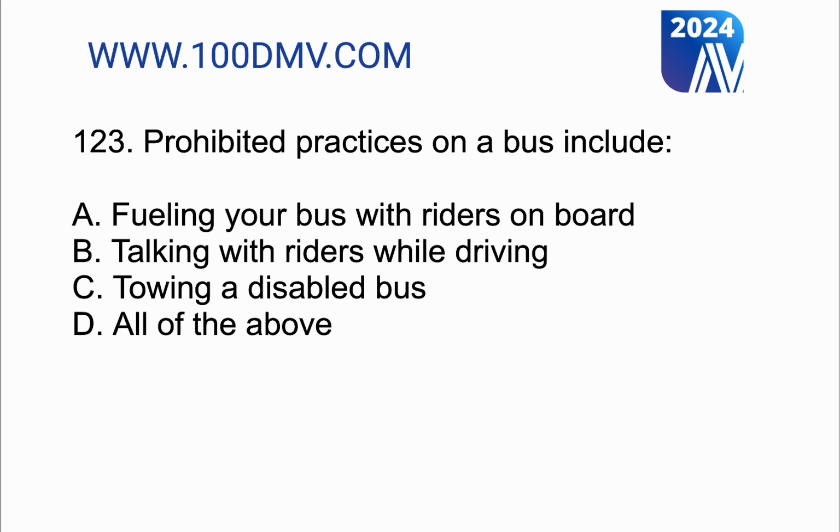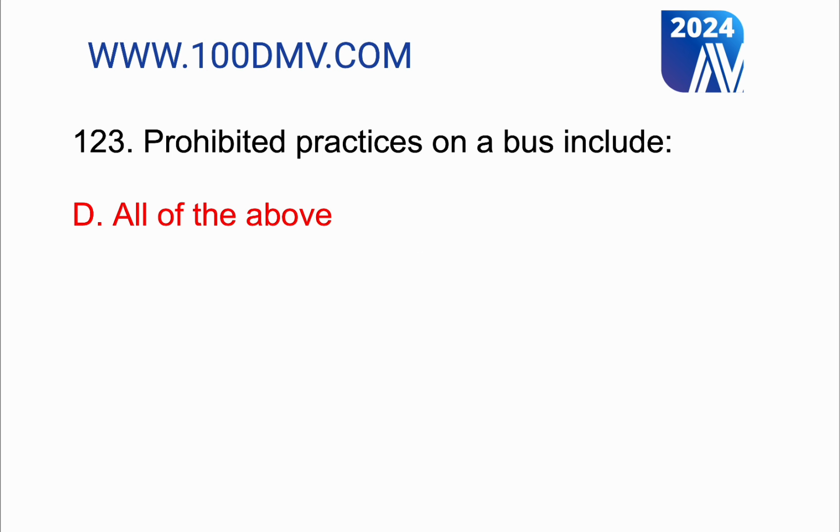Group 10, passenger management. 123. Prohibited practices on a bus include: A. Fueling your bus with riders on board. B. Talking with riders while driving. C. Towing a disabled bus. D. All of the above. The correct answer is D, all of the above.